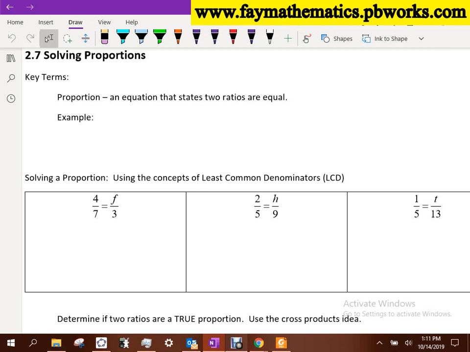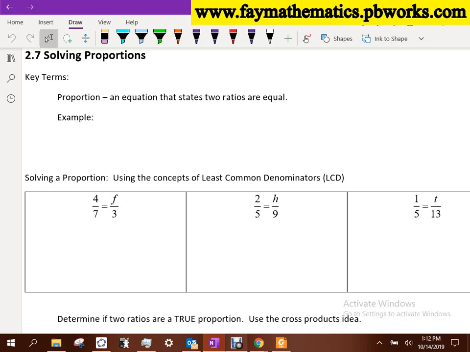A proportion is just a type of equation. It's a special type of equation, and it's the equation that says two ratios are equal. Well, ratios are fractions to us, right? So it's just the equation that says one fraction equals another fraction. The left-hand side of this equation can only be one thing, and that one thing is a fraction. The right-hand side can only be one thing, and that one thing is a fraction.